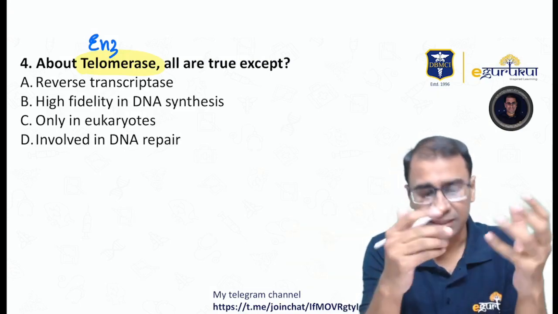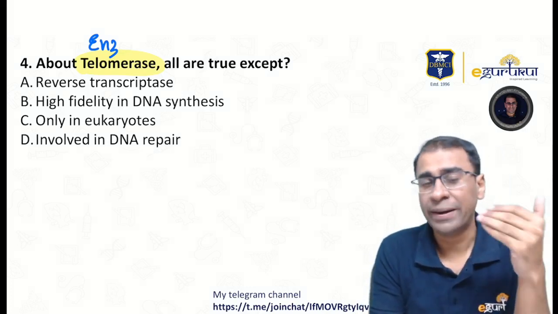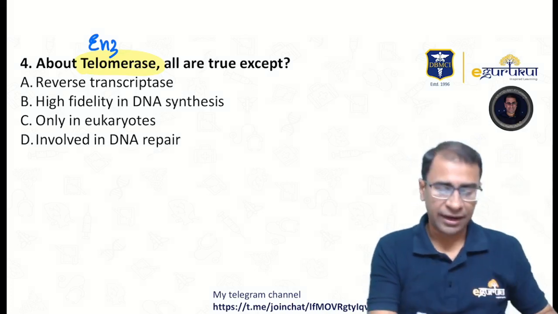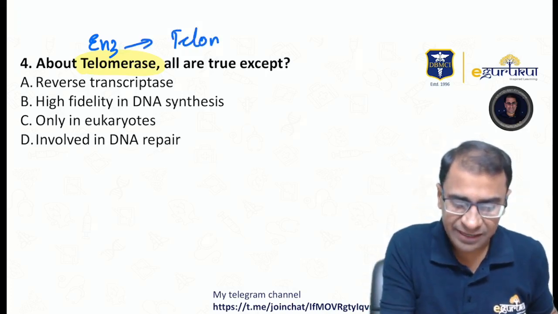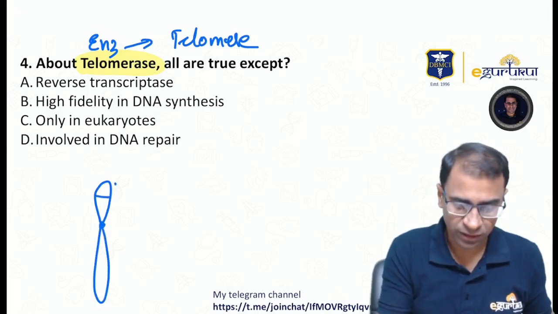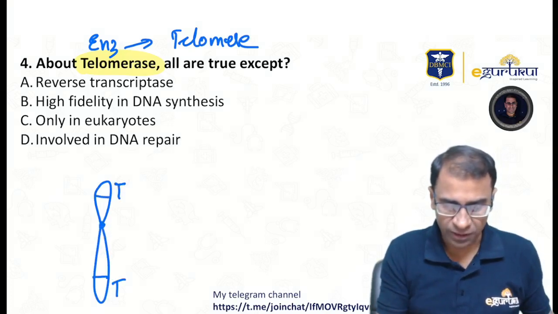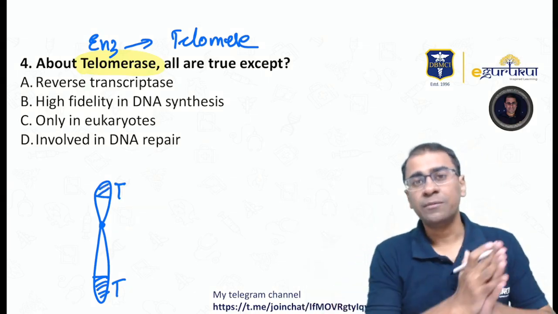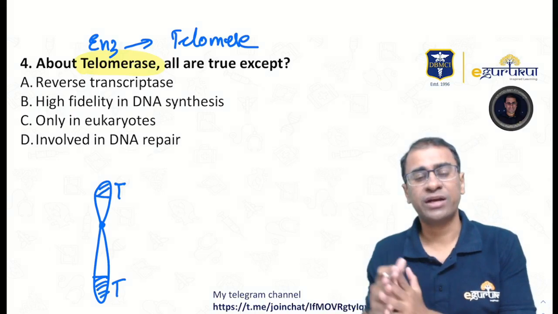So what happens is that it actually helps, as you all know, to maintain the chromosomal length. That is how it actually makes what? Telomere. And telomere, you all remember, will be at the ends of the chromosome. So this would be the telomere. This is the telomere T, and this is the telomere T. The telomere will actually help to not allow the chromosome to get shortened.